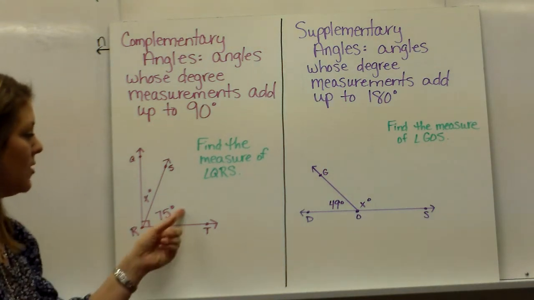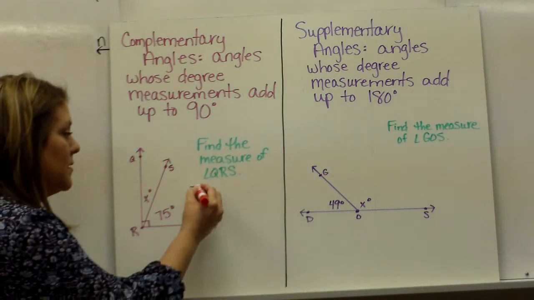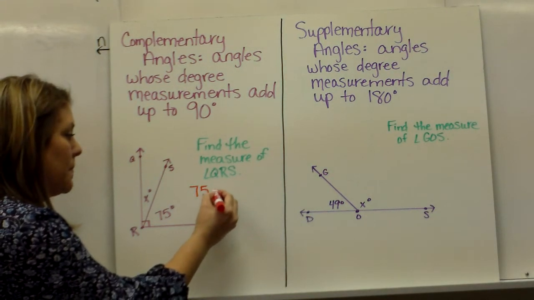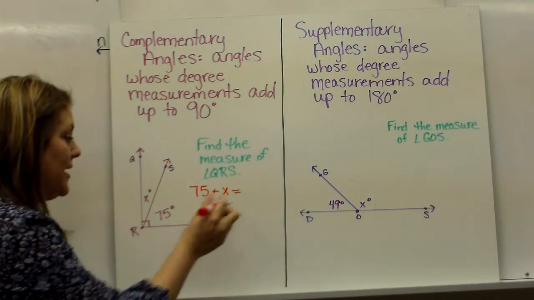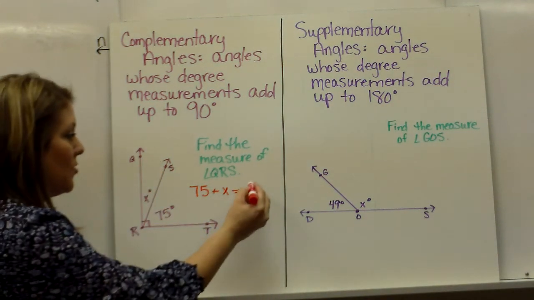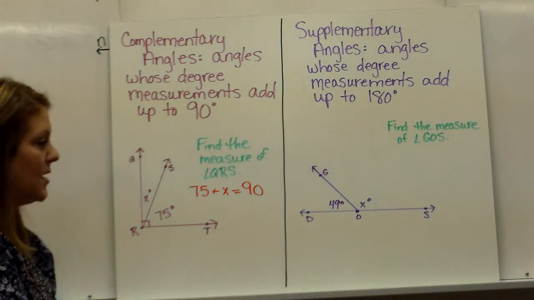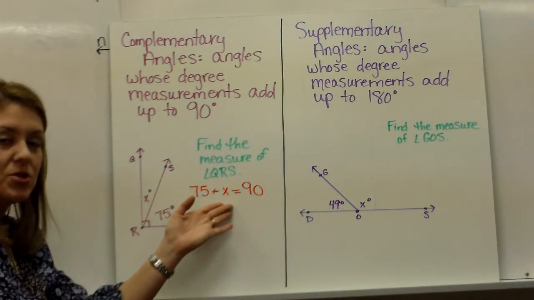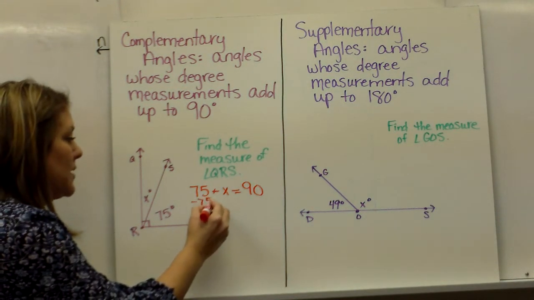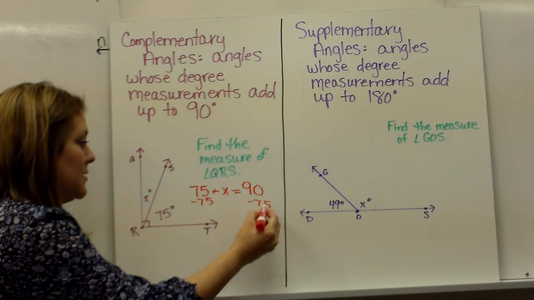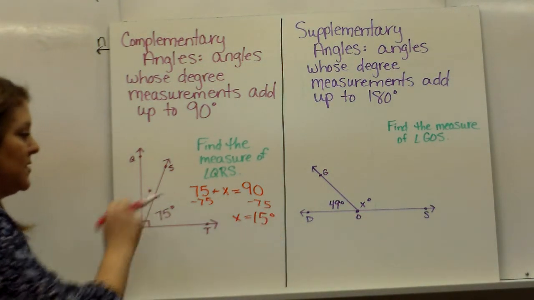So knowing that part of that 90-degree angle is 75, we can make an equation. We know that one of the angles is 75. We're missing the other, and we know that together they're complementary. They're going to add up to 90 degrees. So we can make an algebraic equation to find that missing measurement. So we would solve the equation by subtracting 75 on both sides. So the measurement of angle X is 15 degrees.